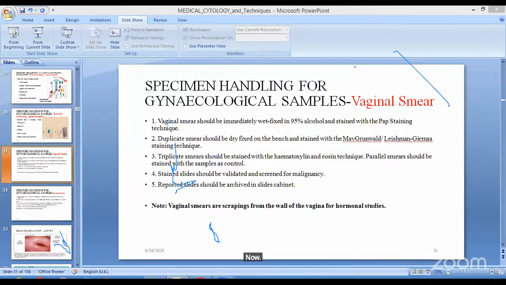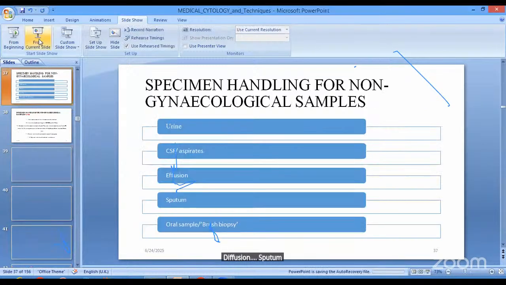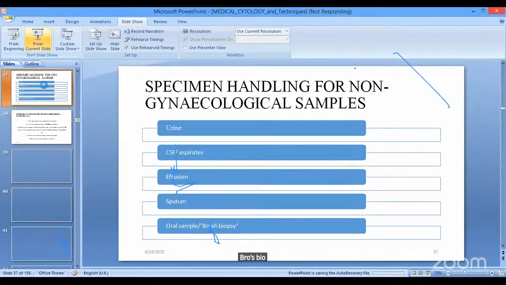Now let us move to non-gynecological smears, such as urine, CSF aspirate, effusion, sputum, and brush aspirate or sample.